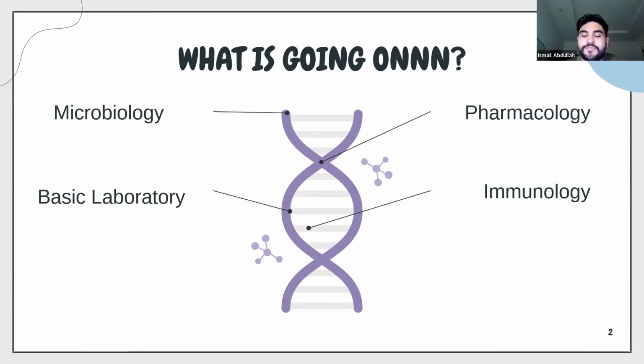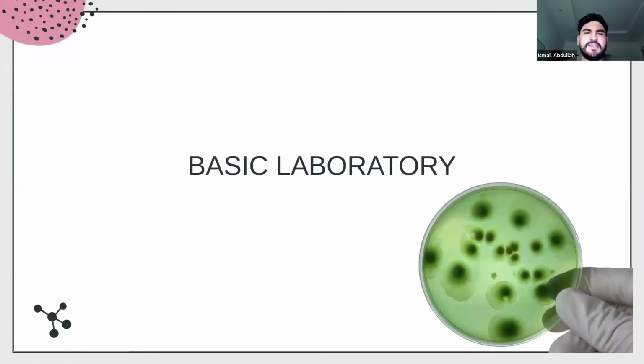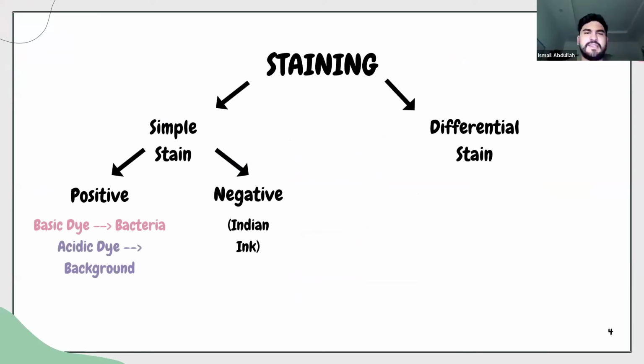So let's start with basic laboratory. It's all about staining. The reason why we stain is to be able to visualize and assess morphologies of different cells and different organisms. We have two ways to stain, depending on the purpose. Do you just want to see microorganisms growing on a dish, or do you want to differentiate and diagnose what kind of organism is growing? So we have a simple stain and we have a differential stain. Simple ones are just to see that there's actually bacteria growing.